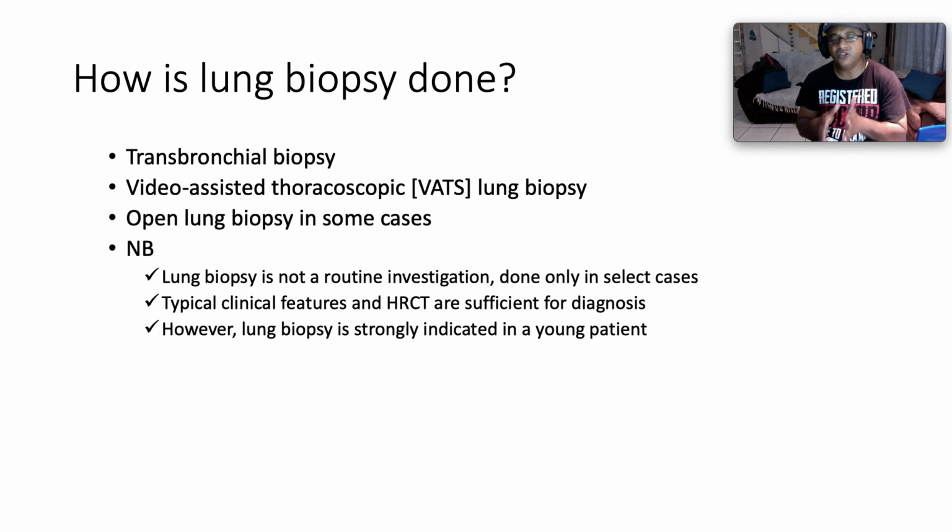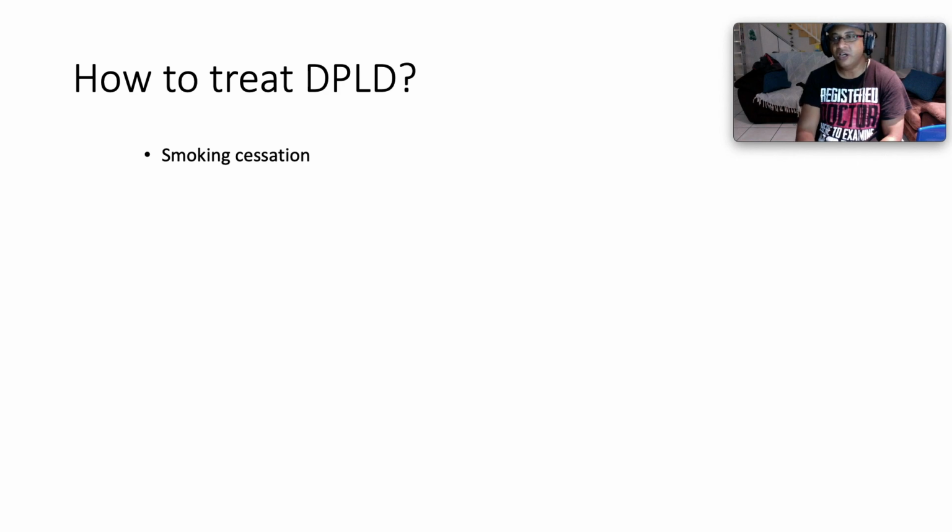What are the different ways to do a lung biopsy? Well, you can go transbronchial, which is via the bronchoscope, video-assisted thoracoscopic, which is the VATS lung biopsy, and open lung biopsy in some cases. Please note that lung biopsy is certainly not a routine investigation. It's done only in select cases, and the typical clinical features and HRCT are sufficient for diagnosis. However, lung biopsy is strongly indicated if you have a young patient and you're unsure of the diagnosis.